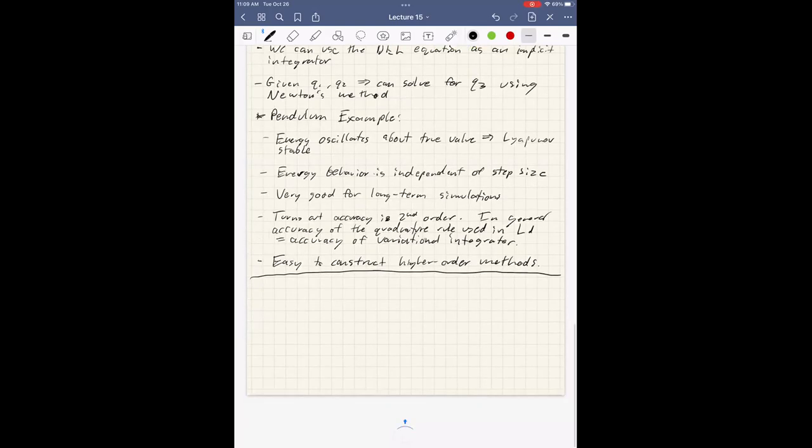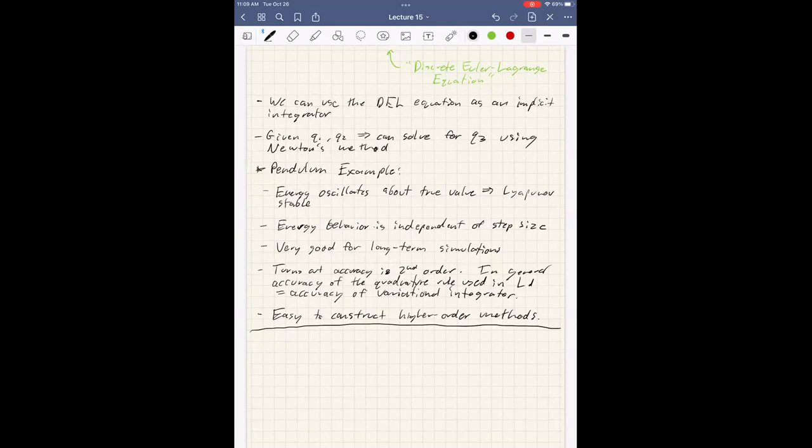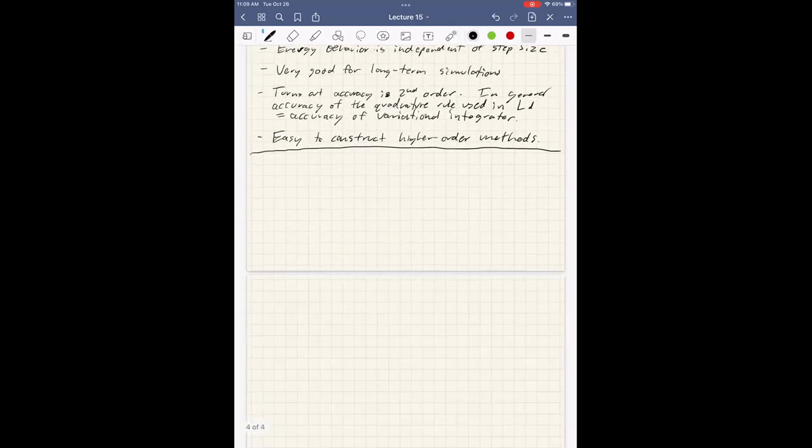So now we're going to talk about momentum and stuff. Let's see. We'll call this momentum, et cetera.